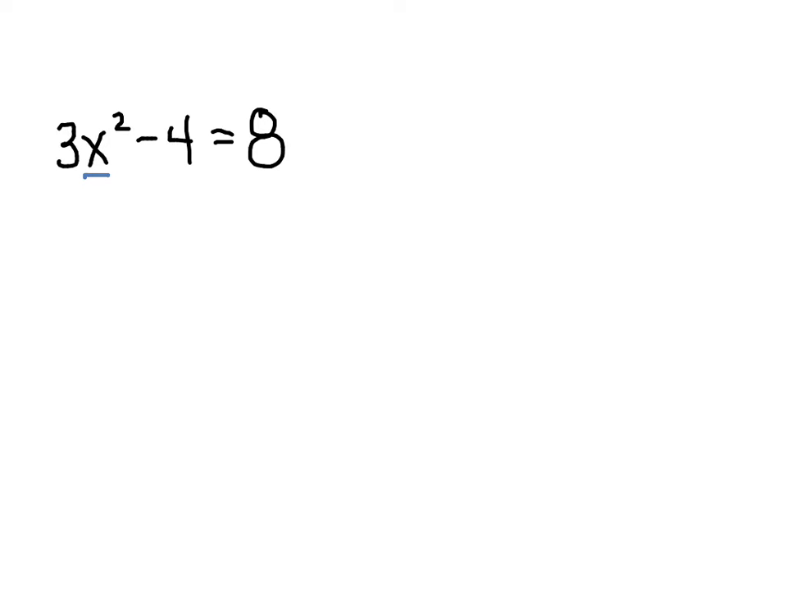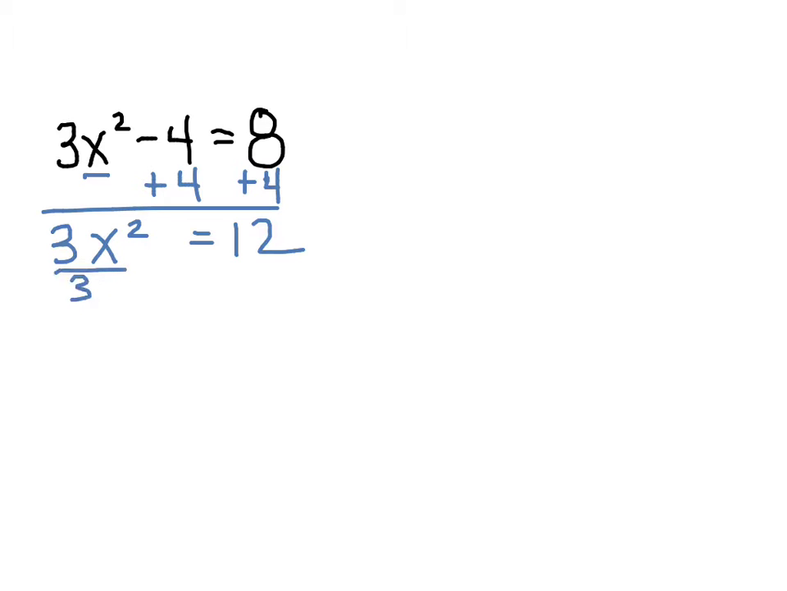So the first thing I get rid of is the 4. How do I do that? Add it. 8 plus 4 is 12. Then, the second thing I get rid of is any multiplying or dividing. How do I get rid of a multiply by 3? Divide by 3. X squared equals 4.